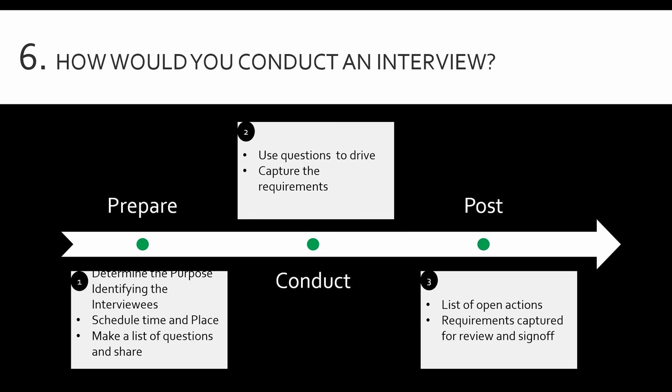Once all the questions were covered, Rahul thanked Jim for his time and informed that he will share the minutes of meeting and also the requirements captured for his review and sign-off. Post the interview, Rahul shared the minutes with open actions and also shared the requirements captured for review and sign-off.